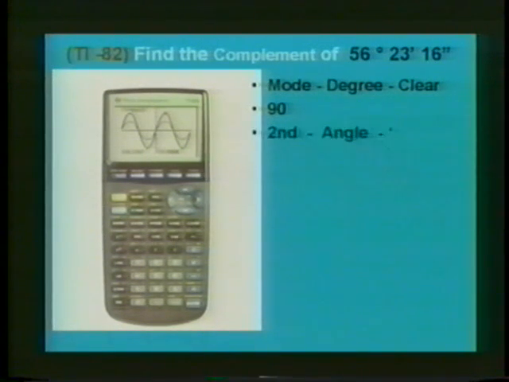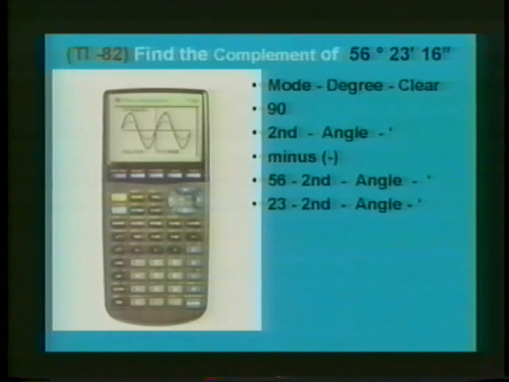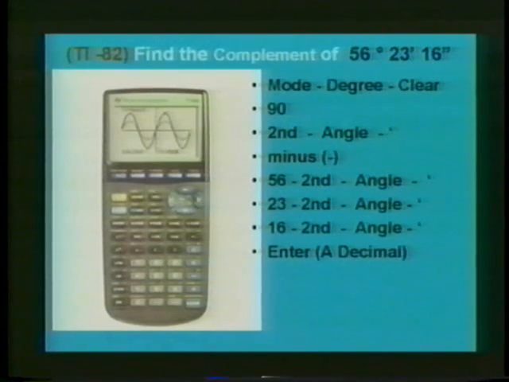Okay, you'll put your 90, and second angle, and the apostrophe, or what we would call minutes, we TI-83 people, minus 56 second angle apostrophe, 23 second angle apostrophe, 16 second angle apostrophe. Okay? And if you hit enter, you're going to get your decimal. Okay? Now the rest of it is the same. If you wanted to change it to DMS, you'd still do second angle DMS, and that would work for you. Okay? But in this case, we got an error.